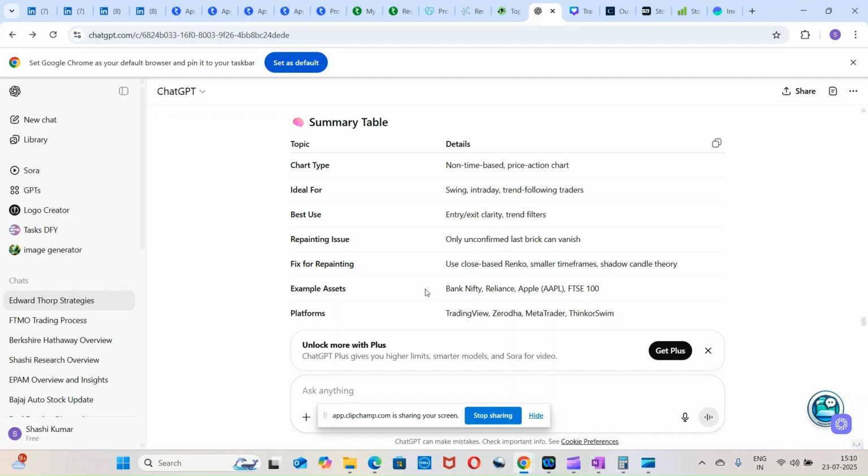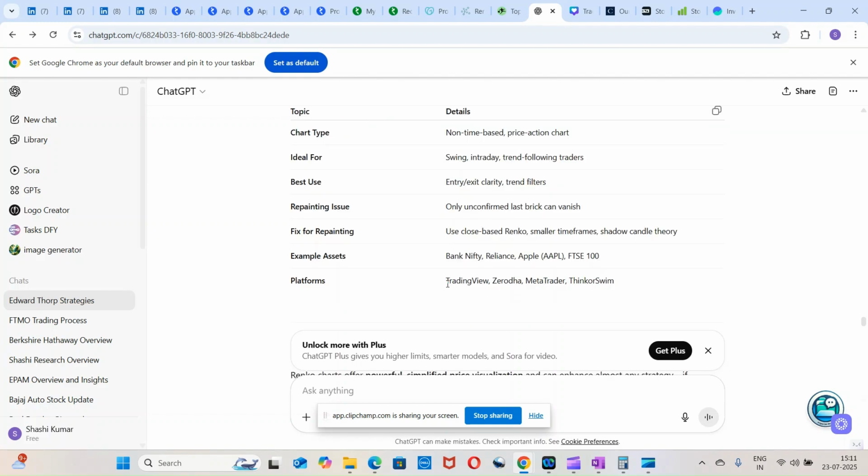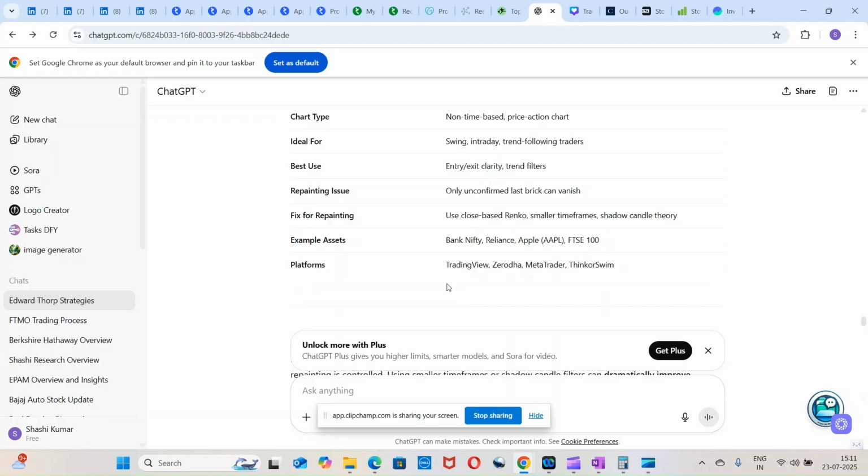Based on your setup, whether a Super Trend break or an EMA break, based on that setup you trade. Fix for repainting: you can use close-based Renko, smaller time frames, shadow candle theory. Example assets on which these Renko charts could be used are Bank Nifty, I showed you, Reliance, Apple, so this could be used on stocks also, FTSE 100. Platforms are TradingView, we showed you. These are also there in Zerodha, MetaTrader, Think or Swim.